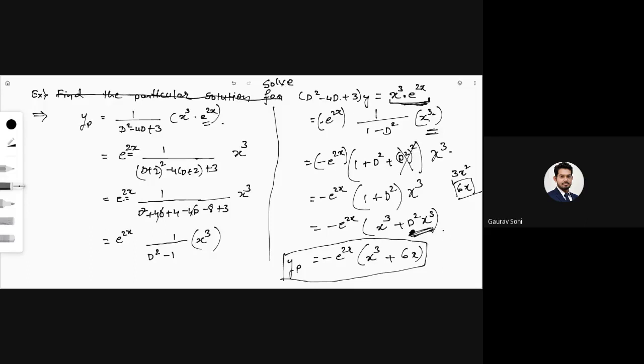That is, you will find out the roots of this auxiliary equation D square minus 4D plus 3 equal to 0. Depending on that you will write yc and the final solution will be y is equal to yc plus yp. Fine.